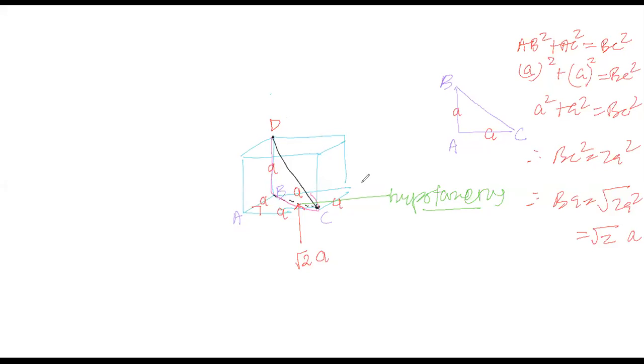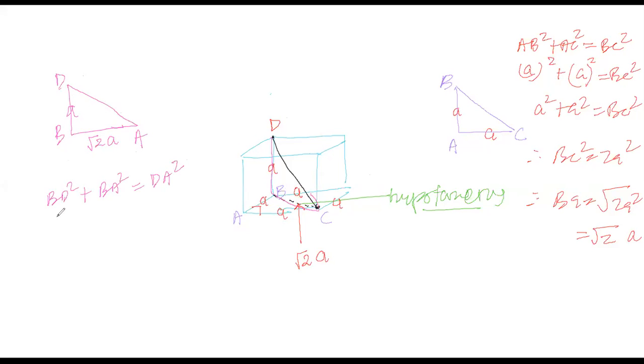This triangle is DBA. So my dear students, let us have the triangle DBA. In triangle DBA, you can see this is A. This BC is square root of 2 into A. Now we want to find out this. So we can write BD square plus BA square is equal to DA square.